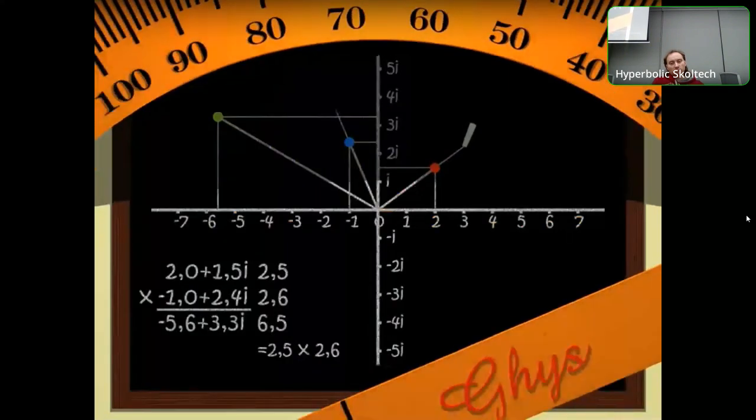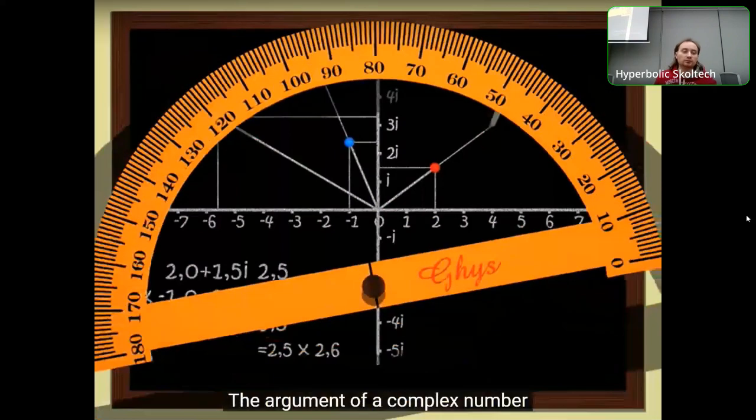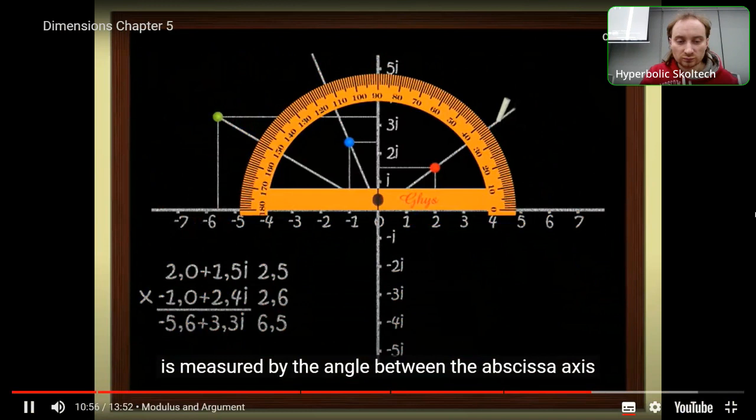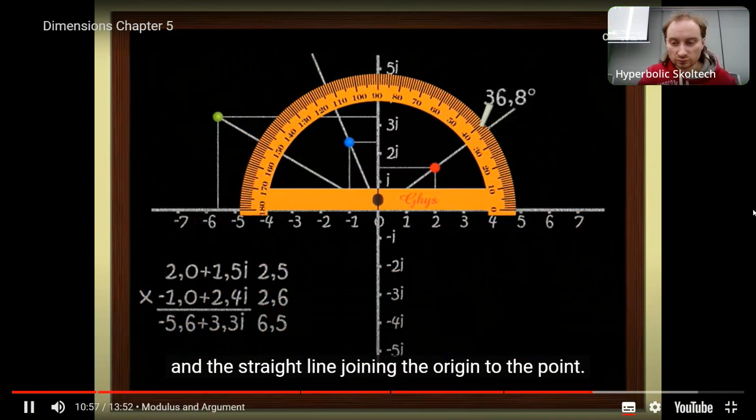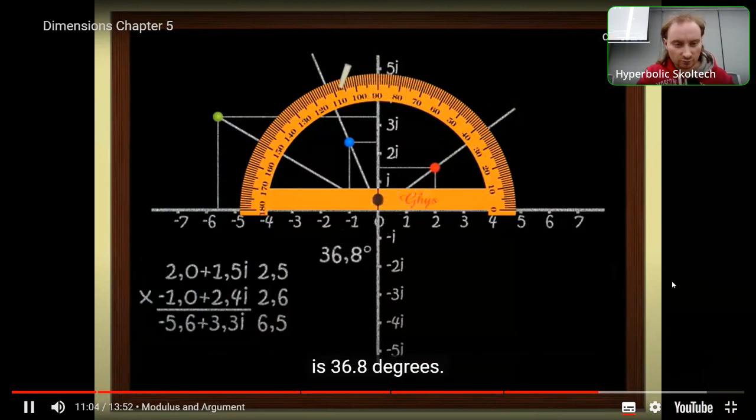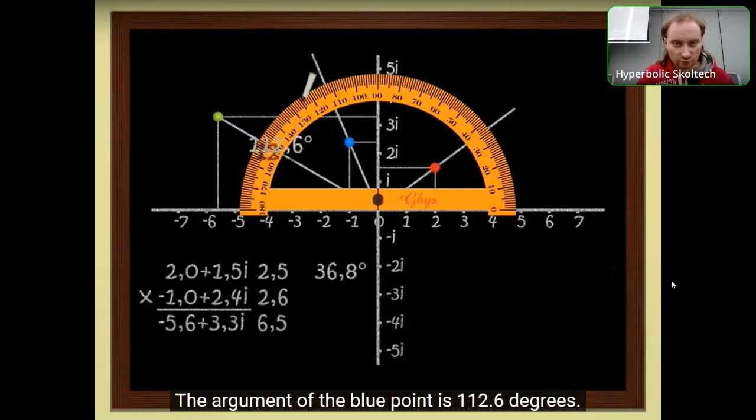The argument of a complex number is measured by the angle between the abscissa axis and the straight line joining the origin to the point. Here, for instance, the argument of the red complex number is 36.8 degrees. The argument of the blue point is 112.